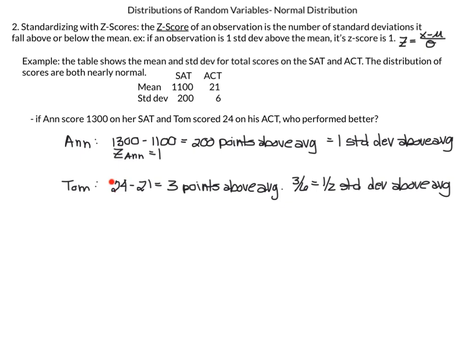Tom then scored 24, and the average is 21. So he scored 3 points above average. We see the standard deviation is 6. So he scored half a standard deviation above average, or we could do the 3 divided by the standard deviation. So 3 divided by 6 is 1/2 a standard deviation above average. So Tom's z-score is now 1/2.